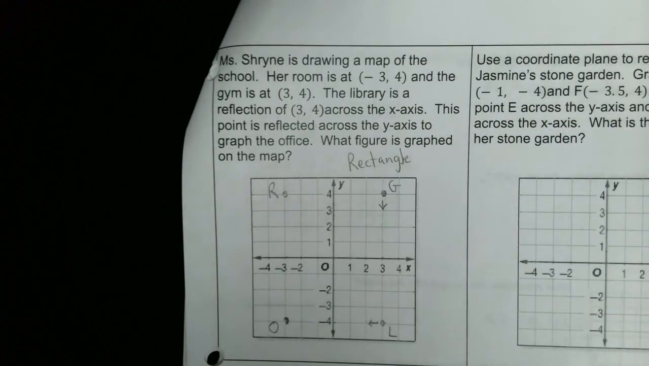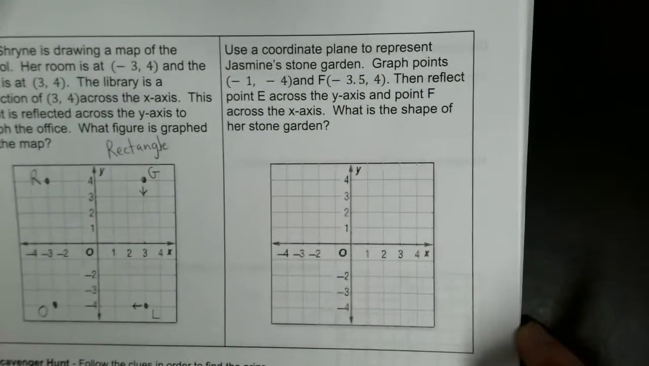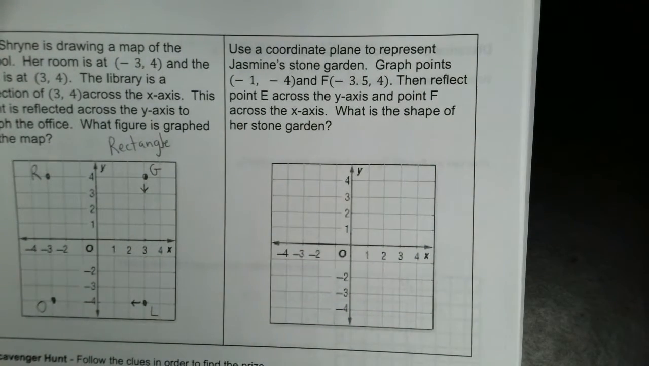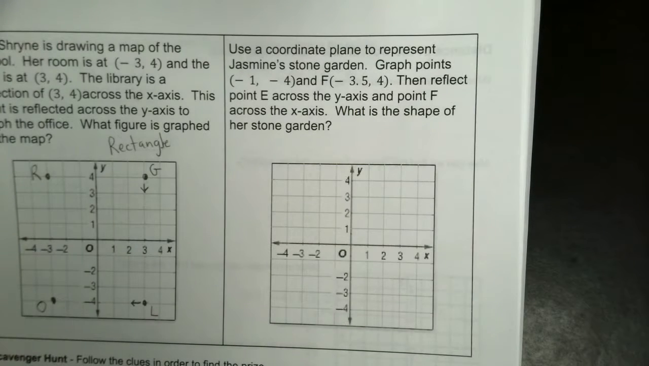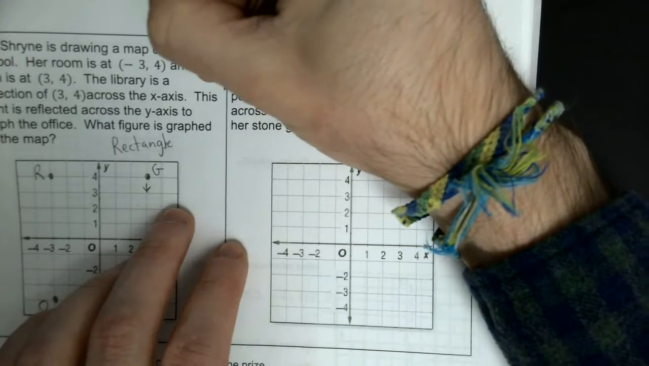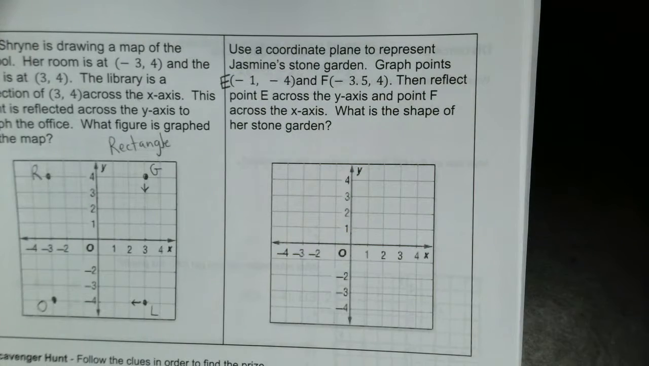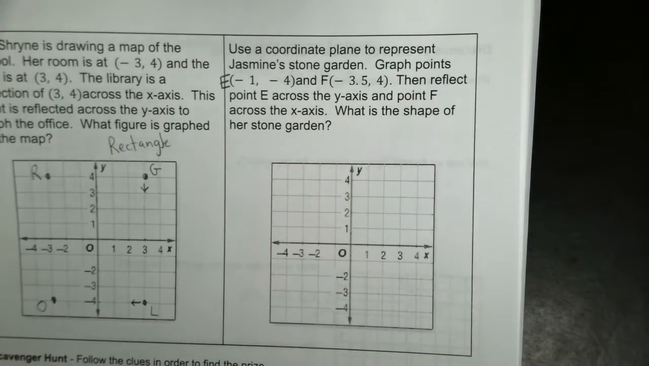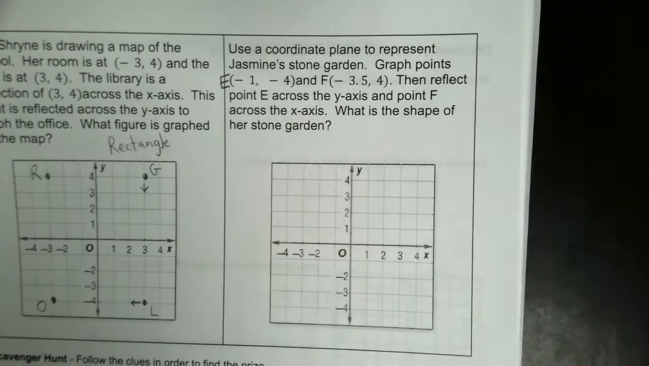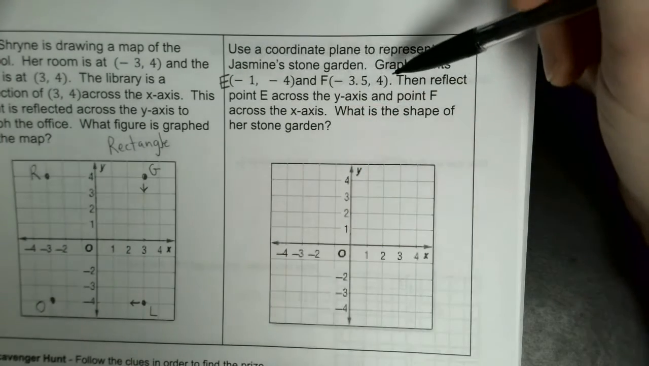All right. Here's another reflection one. Again, if you want to try this one on your own, you can pause it and try it. This one's somewhat similar, slightly different. It says use a coordinate plane to graph Jasmine's stone garden. Graph points -1,-4. I think that's supposed to be point E, so I'm going to put an E here. I think that's missing from the directions. So E is -1,-4, and F is -3.5,4. First, we're going to graph these two points, E and F.